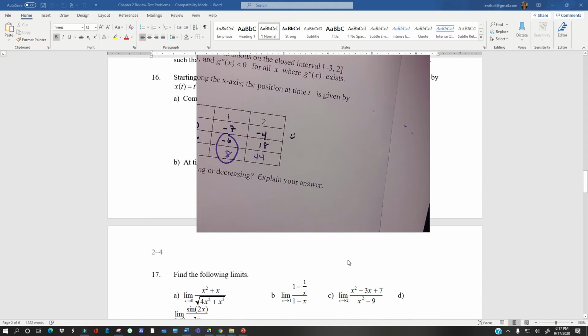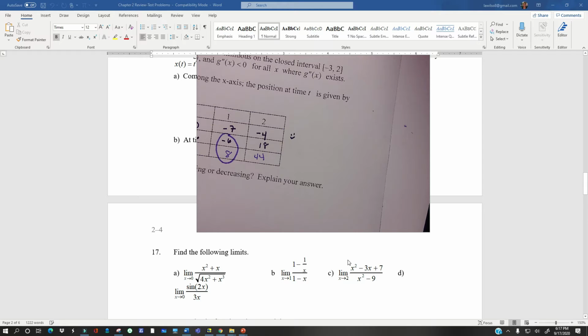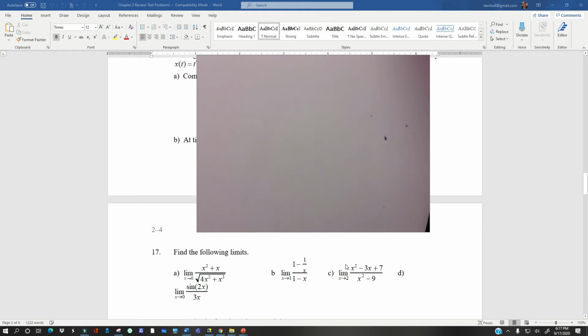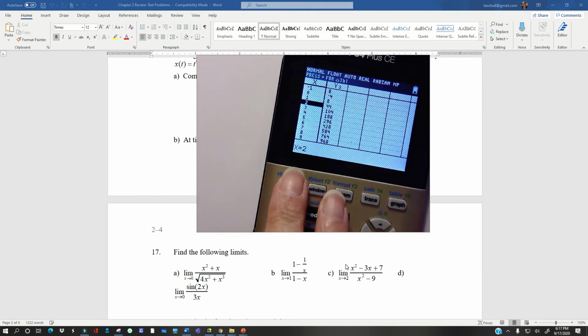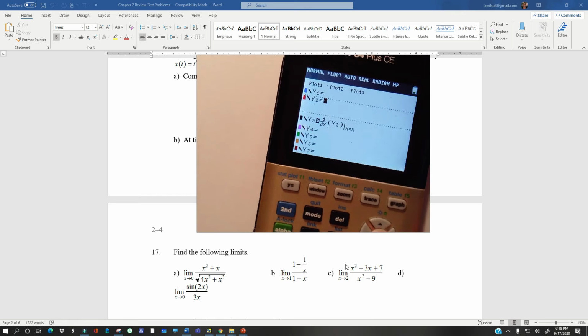Let's see, the next one was 17. Now 17, you're expected again to use your calculator. Okay, so I'm going to get rid of these graphs here. And what you're going to do is put the function in, and you're going to find the limit as x approaches the different numbers that are given here.